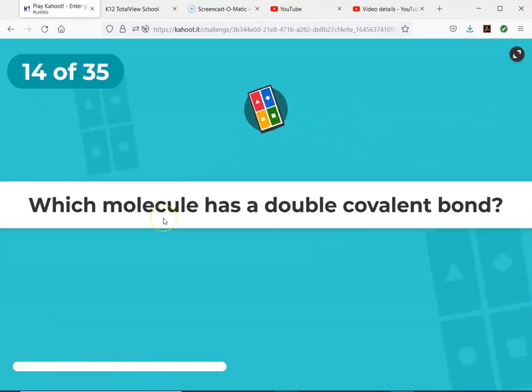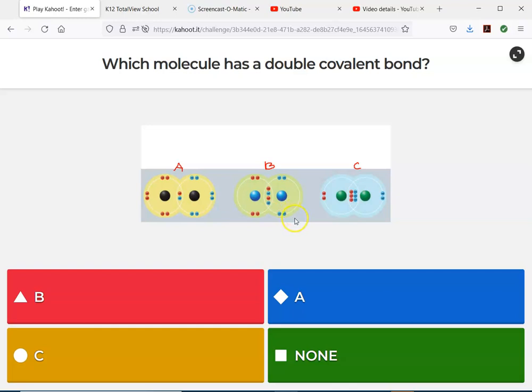Number 14, which molecule has a double covalent bond? Well, we know covalent means they're sharing. So sharing a double means sharing a double set. A single covalent bond is one pair. A double covalent bond is two pair. There's a pair and there's a pair. And a triple covalent bond is three pair. There's a pair, there's a pair, and there's a pair, right? So the double covalent bond would be B.